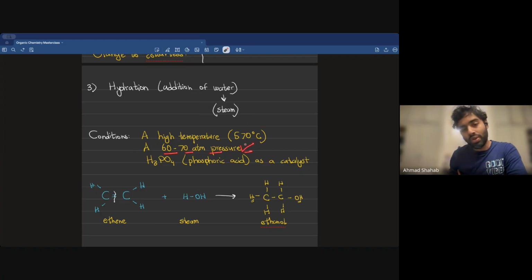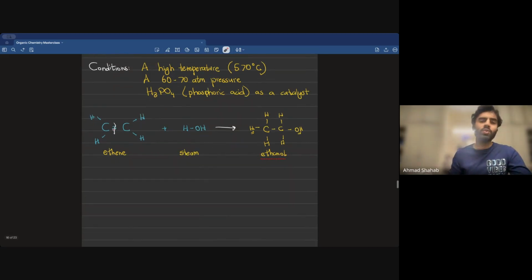This is a good enough pressure. Why? Because pressure has to be applied on reactions involving gases. Since steam is also a gas, ethene also usually exists in a gaseous form. We do apply pressure on reactions involving gases. And then we used as a catalyst H3PO4, which is phosphoric acid.